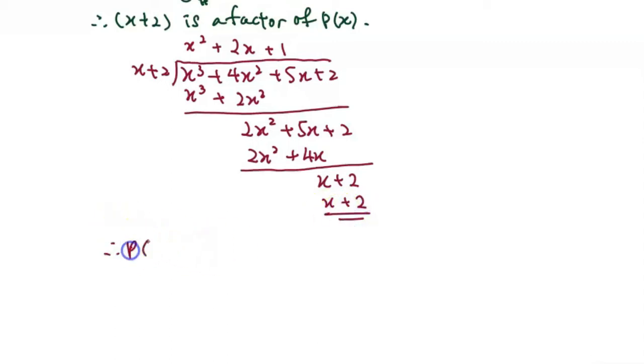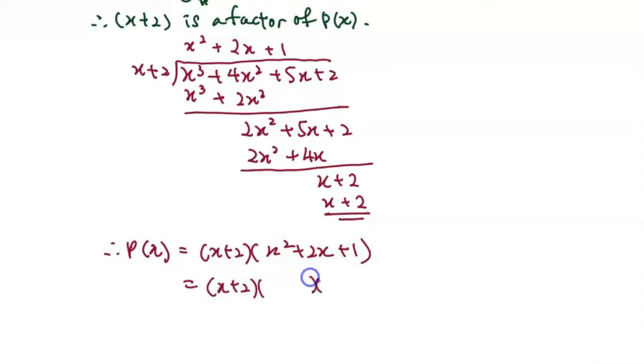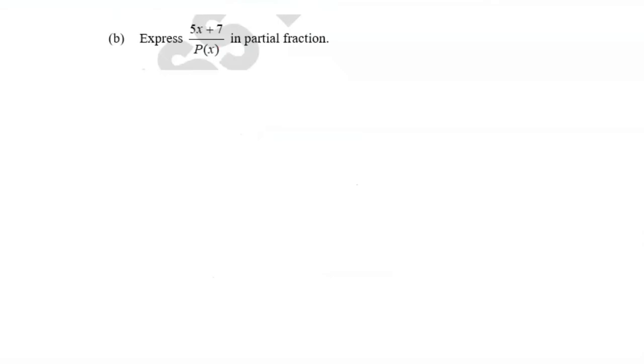So finally our polynomial is equal to x plus 2, and the quotient will be x squared plus 2x plus 1. So factorize it completely. For a quadratic, we can straight away factorize. These are our factors. Now we're going to express 5x plus 7 over our polynomial in partial fraction.